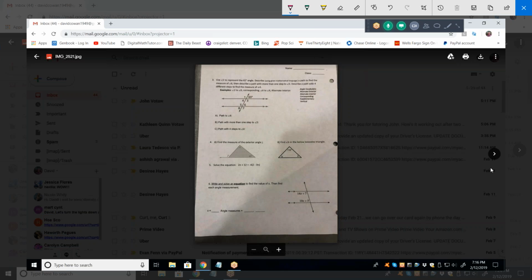Okay. Now, angle 4. Describe a path with 4 different steps to find the measurement of angle 4. Okay. Wow. Can't tell you how much I hate that question.